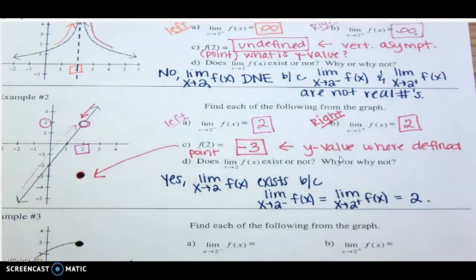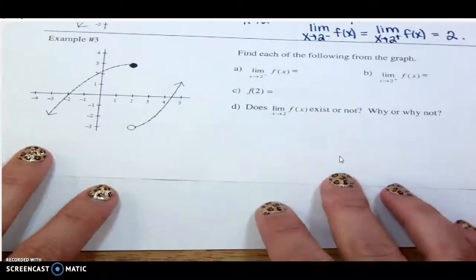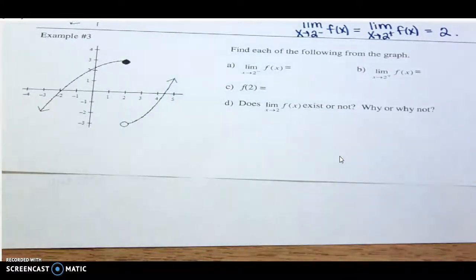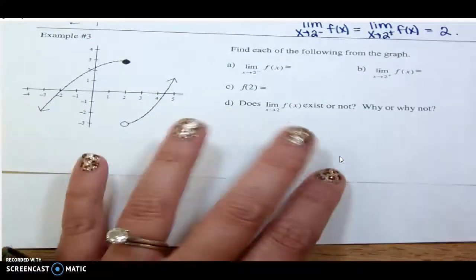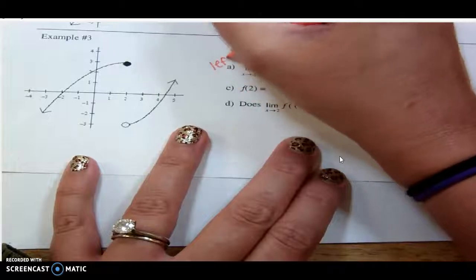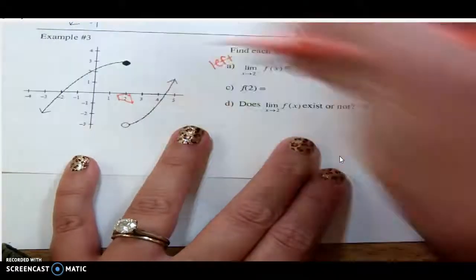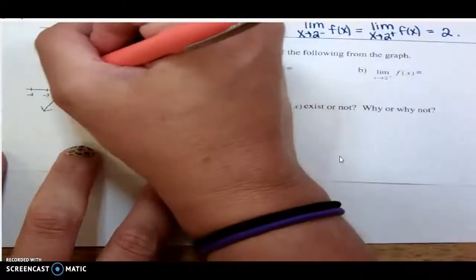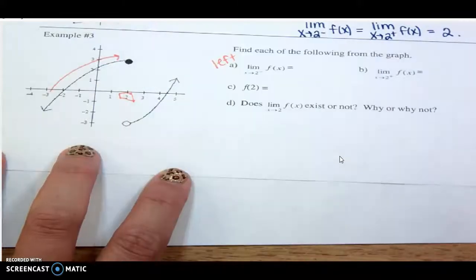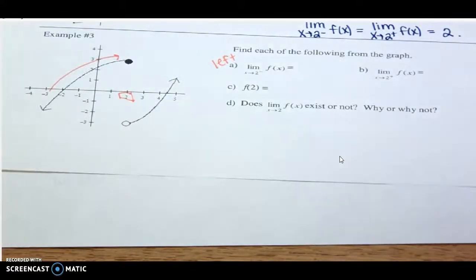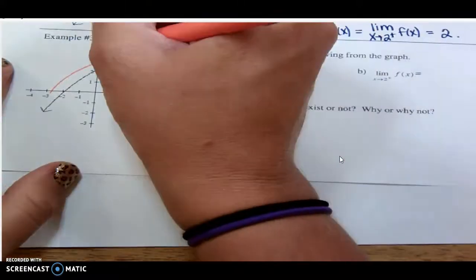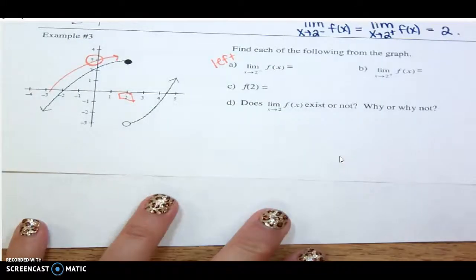Alright, and then our last graph here. So if we're looking at example 3, different type of graph, same type of questions. So the first one says the limit as x approaches 2 from the left. So let me box off 2 so we know where we're looking. So when we come in from the left, well, this graph has a jump here, okay? So when we come in from the left, that y value that we're looking at there is 3.